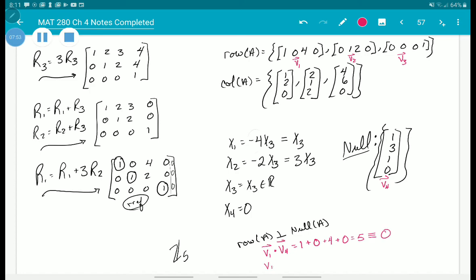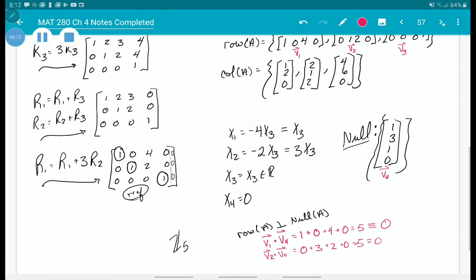If I do the same thing with V2 and dot with V4, 0 times 1 is 0, 1 times 3 is 3, 2 times 1 is 2, 0 times 0 is 0. 3 plus 2 is 5, but 5 is really 0. And then if I dot V3 with V4, I'm going to get 0 times 1 is 0, 3 times 0 is 0, 1 times 0 is 0, 1 times 0 is 0, so I get 0 there.